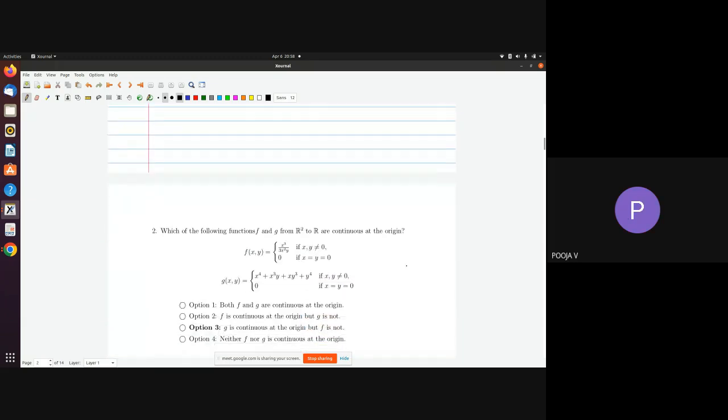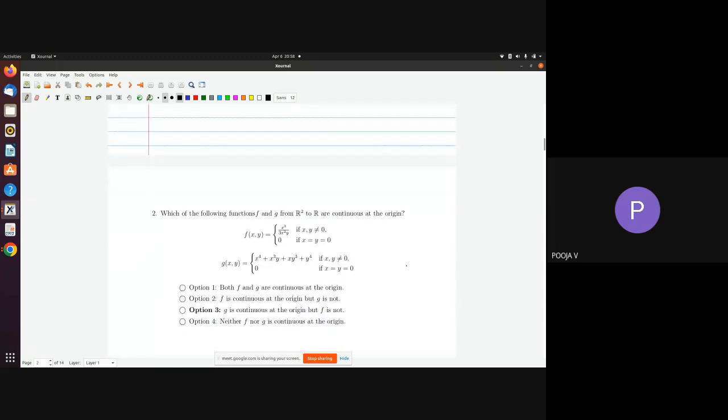Yes, sir. Basic exponential, log and polynomials, exactly, they are continuous. Exactly. The same type of thing will happen here also.